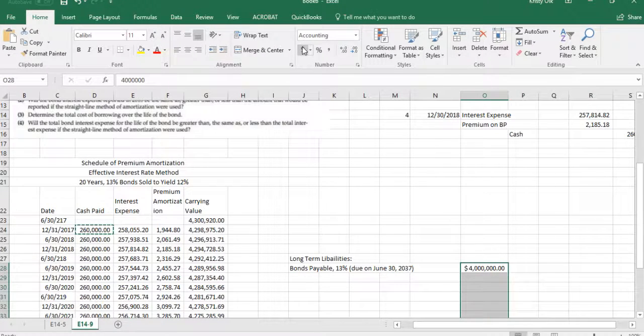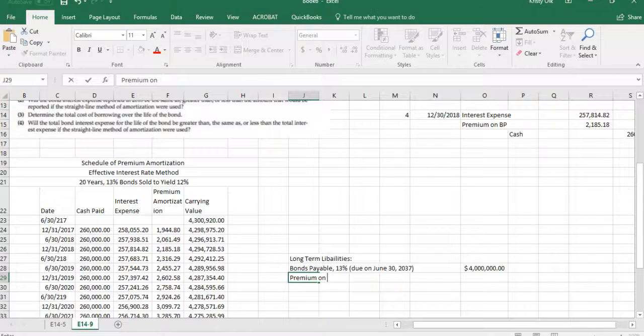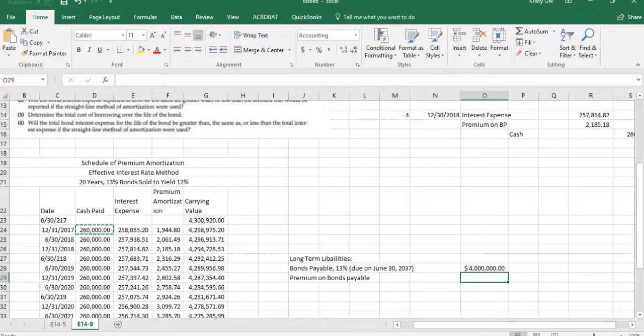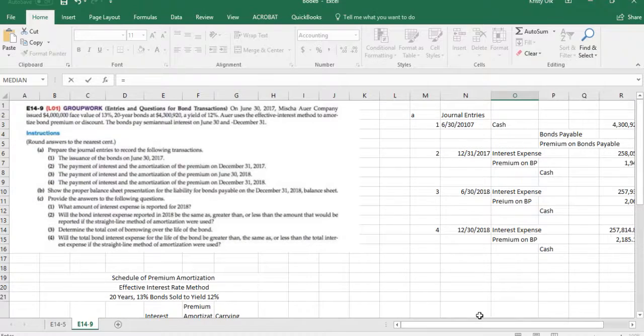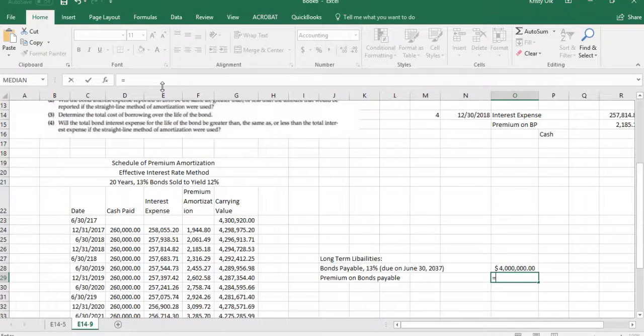Let's make those dollar values. Then we have our premium on bonds payable. And how we would ascertain what this is, we would start with what the original premium was. The original premium for bonds payable was the $300,920. So let's start with that.